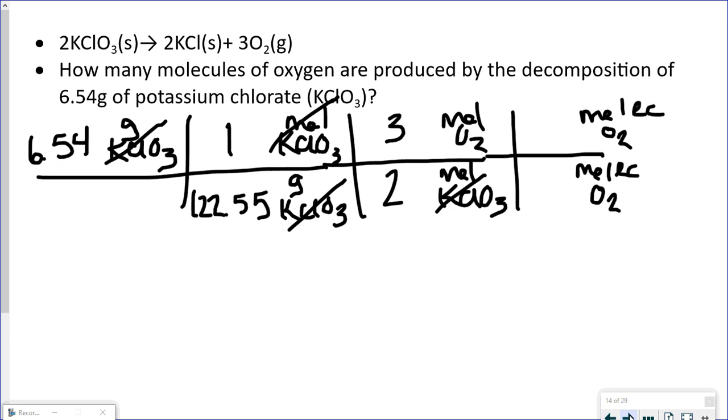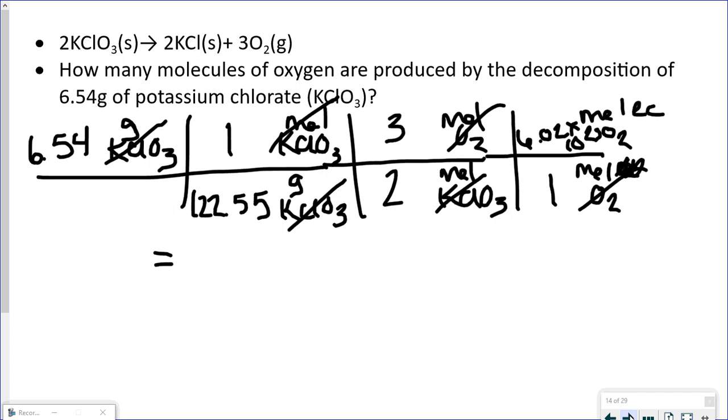I'm not sure what happened with my pen. 1 mole, excuse me, of oxygen is going to be 6.02 times 10 to the 23rd molecules. So that will cancel out moles of oxygen, leaving us with molecules. So we need to put this in the calculator.